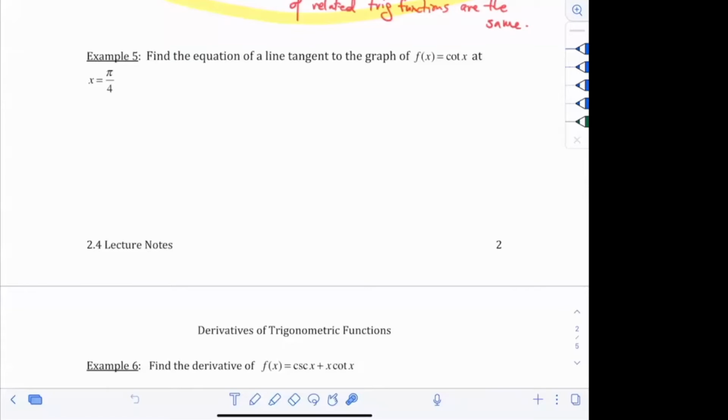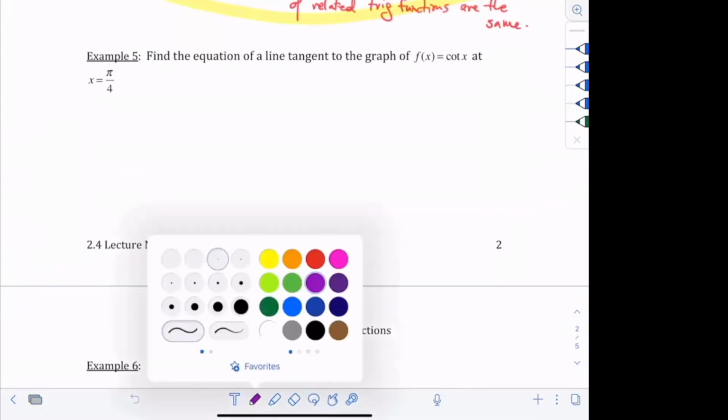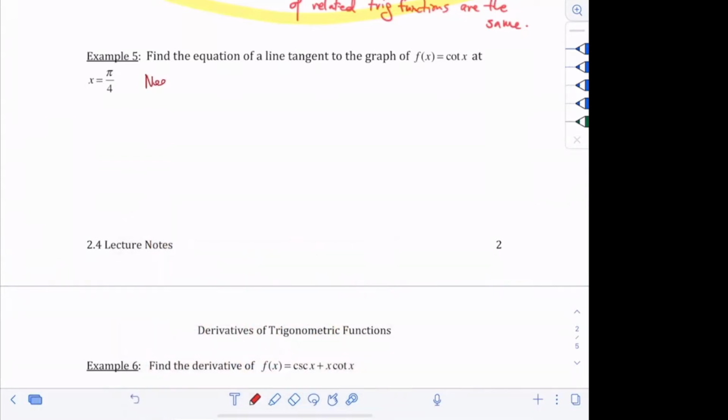Then we want to find the equation of the tangent line to this graph. So what are the two things I need for an equation of a tangent line again? Or equation of any line, what are the two things I need? The slope and the point. Correct.